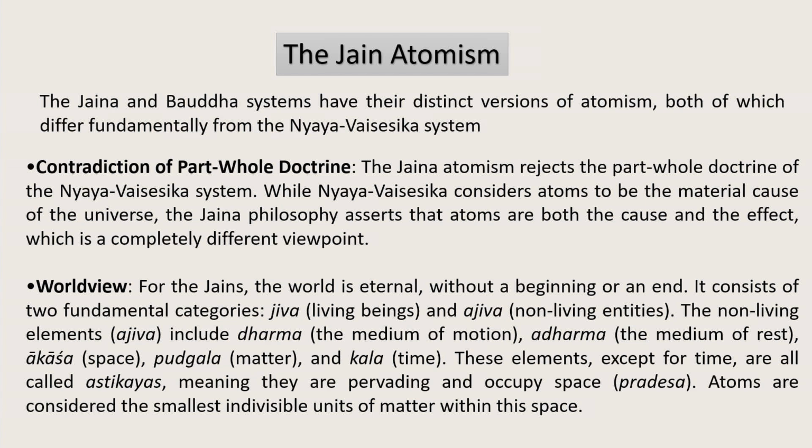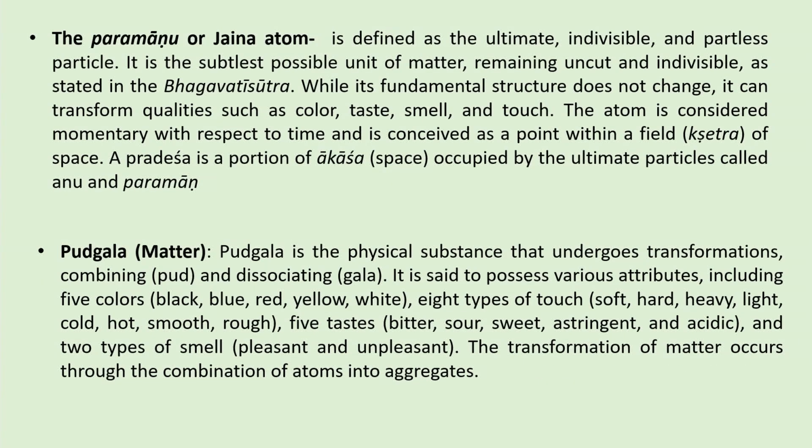Worldview. For the Jains, the world is eternal, without a beginning or an end. It consists of two fundamental categories, Jeev, living beings, and Ajeev, non-living entities. The non-living elements, Ajeev, include dharma, the medium of motion, adharma, the medium of rest, akash, space, pudgal, matter, and kal, time. These elements, except for time, are all called astikayas, meaning they pervade and occupy space, pradesh. Atoms are considered the smallest indivisible unit of matter within this space.